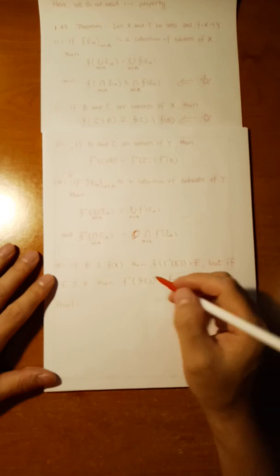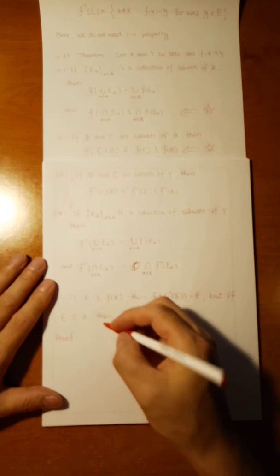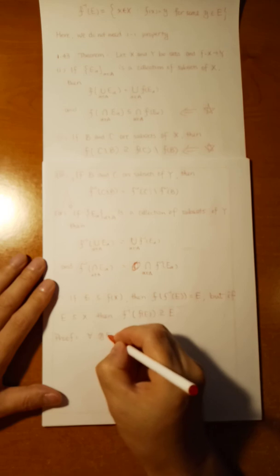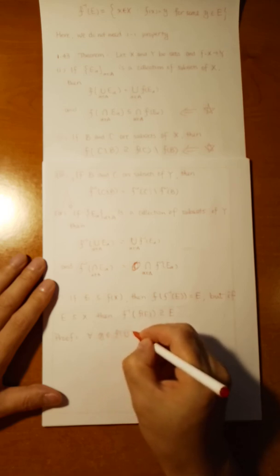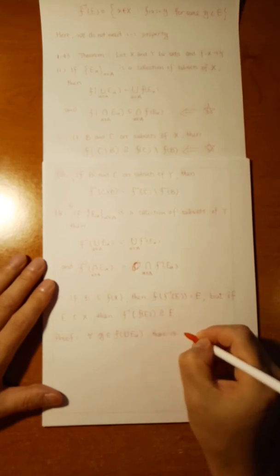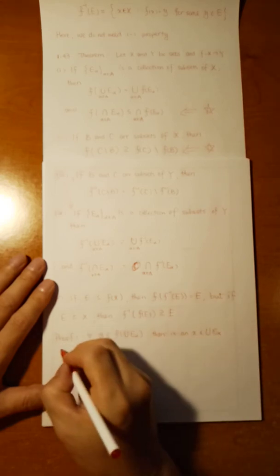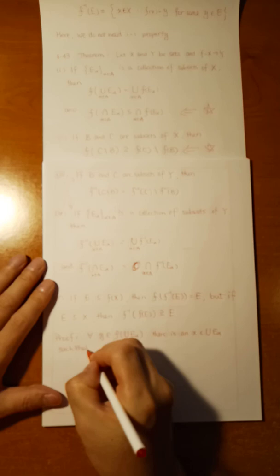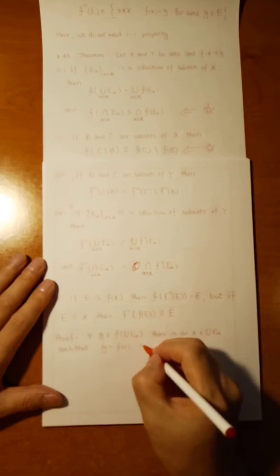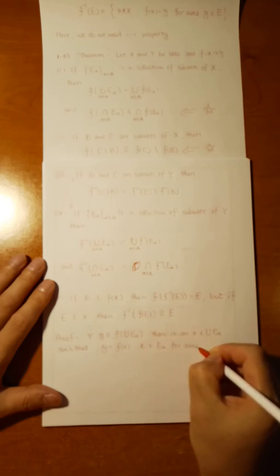Proof. The first one: the image of the union is the union of the images. Let's prove it. For any y belonging to f of the union of E alpha, there is an x in the union of E alpha such that y is f(x). And so x belongs to E alpha for some alpha.